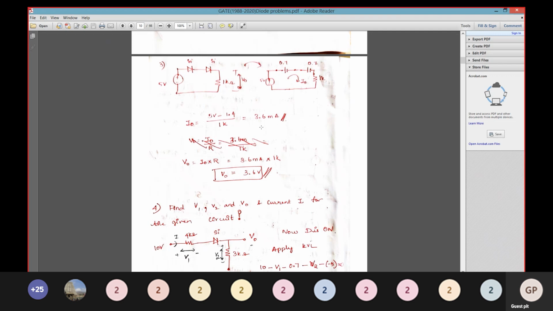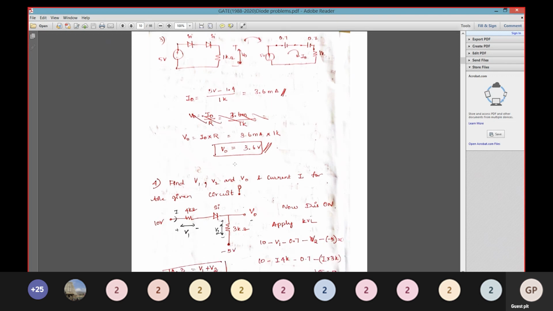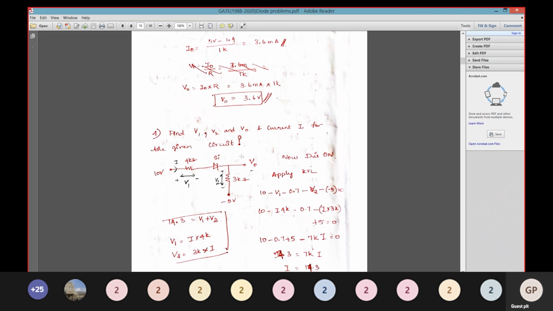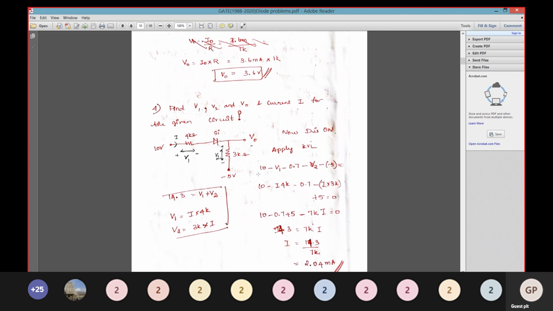So what is your output voltage? V is equal to I into R. I have found that the current is 3.6 milliampere, multiplied by the load resistance of 1K. So your output voltage is 3.6 volt. Next problem.